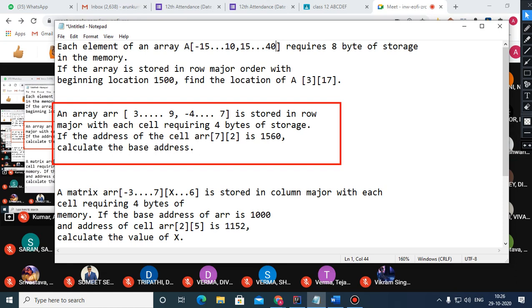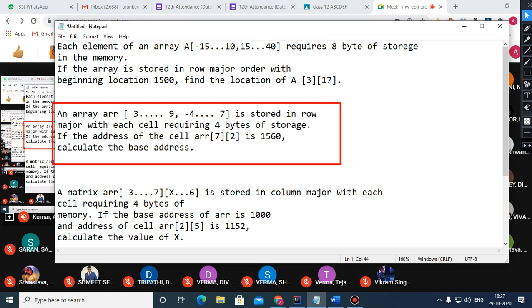Rastogi sir, it's okay. It is 7 minus 4 plus 1. So 7 plus 4 is 11, plus 1 is 12. And the total number of rows will be 9 minus 3 plus 1, which is 7. So the size is 7 comma 12, and word length is 4. You need to calculate the base address. This is given the address of the required element.